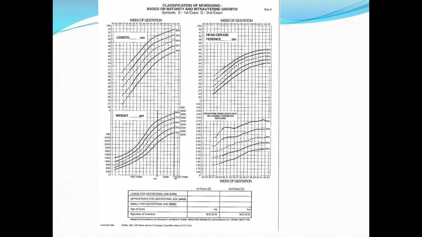And then if you look on the bottom, do you see your choices? You have large for gestational age, appropriate for gestational age, and small for gestational age. So we come to the conclusion that this baby is small for their gestational age. That just means that it was born prematurely, but for that age of prematurity, it should have been more developed. So small for gestational age.